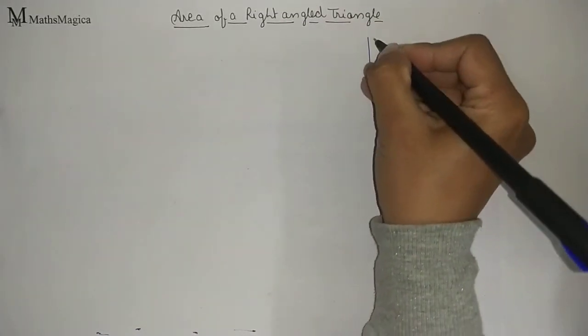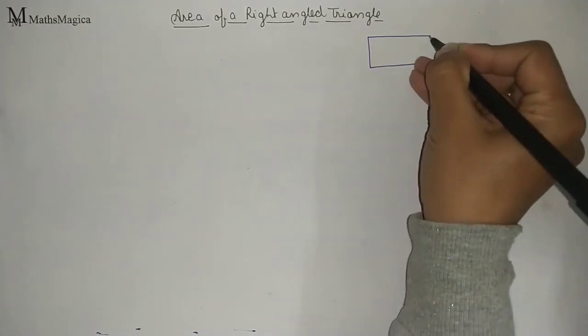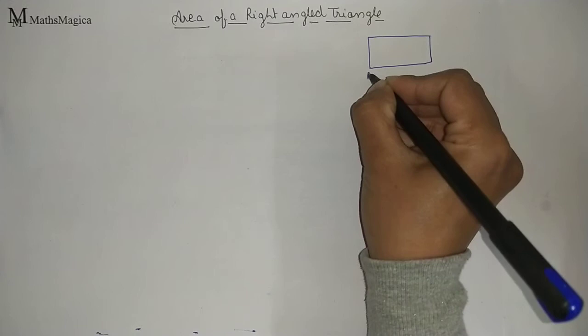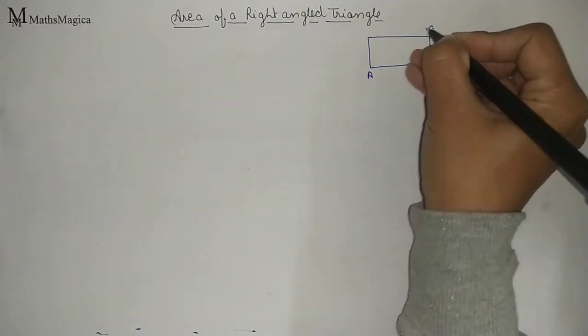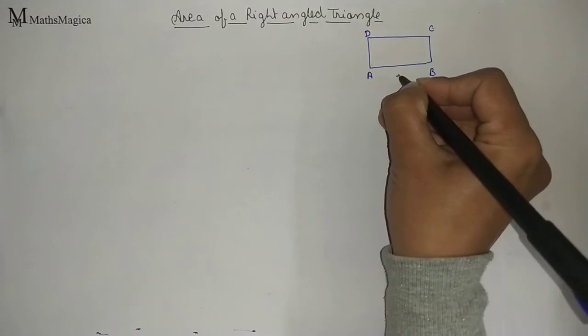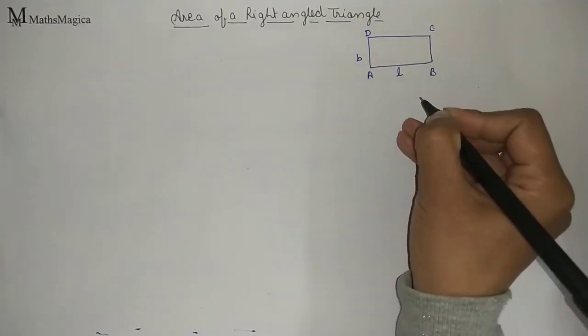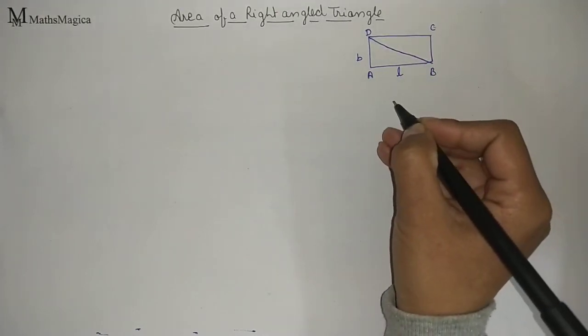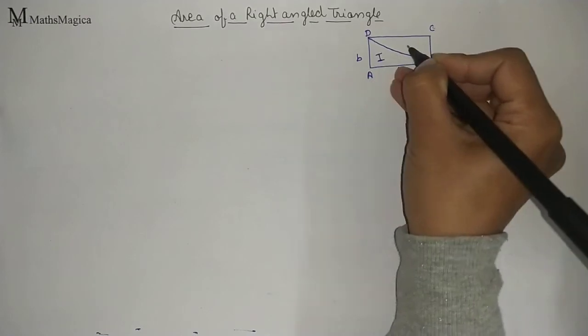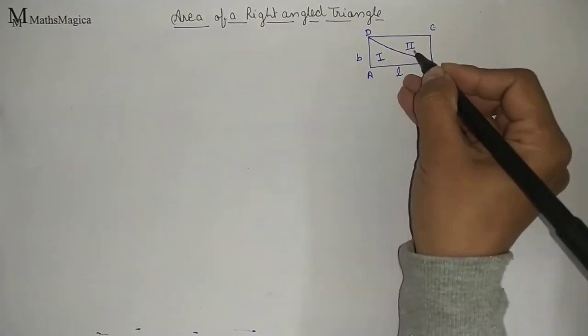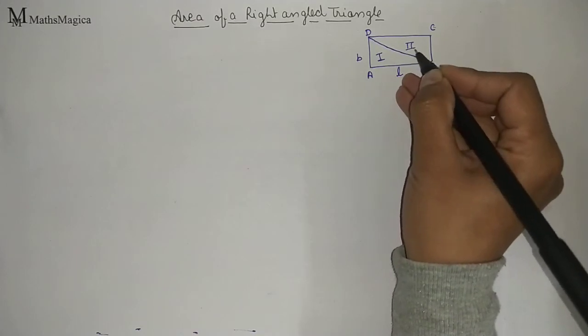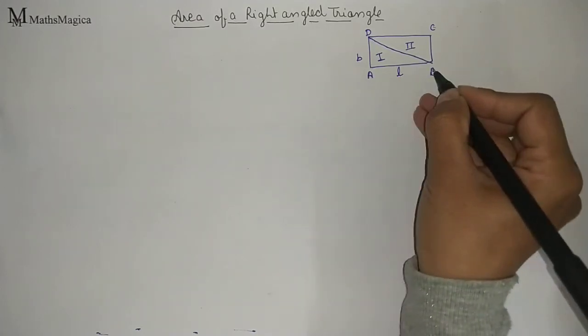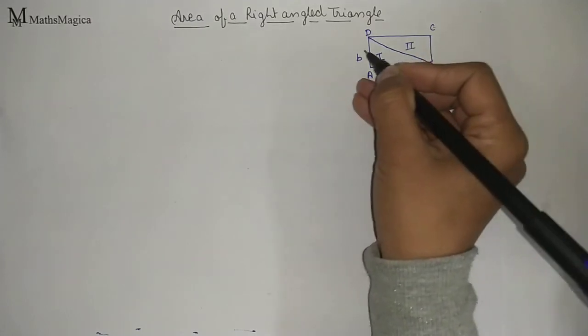Now the last topic is area of a right angled triangle. Now first draw the figure of rectangle. Name it as A, B, C, D. AB is the length, AD is the breadth. Join BD. BD is a diagonal. It divides it into two equal parts. Part 1 and Part 2. Both are right angled triangles. Name it as ABD and BCD.